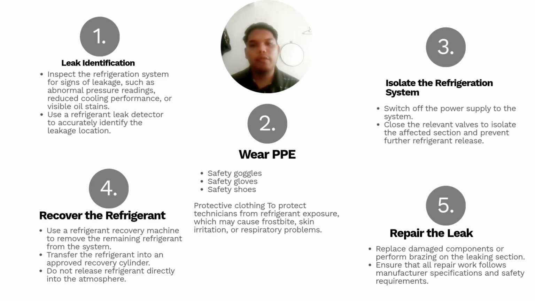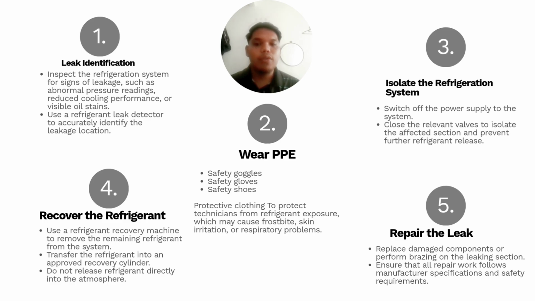Assalamualaikum. Now let's move to phase B. In phase B, we will explain the implementation of safe work practices to rectify a refrigerant leak in a refrigeration system. The first step is leak identification. The system is inspected for signs of refrigerant leakage such as abnormal pressure readings, reduced cooling performance, or visible oil stains. A refrigerant leak detector is then used to accurately locate the source of the leak. Next, appropriate personal protective equipment, or PPE, must be worn before any maintenance work begins.